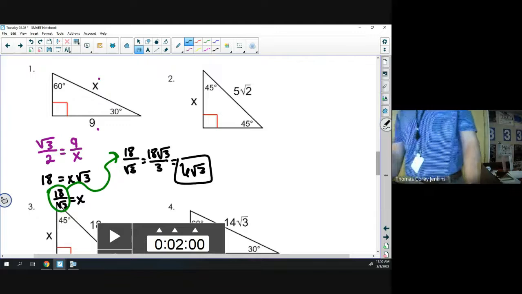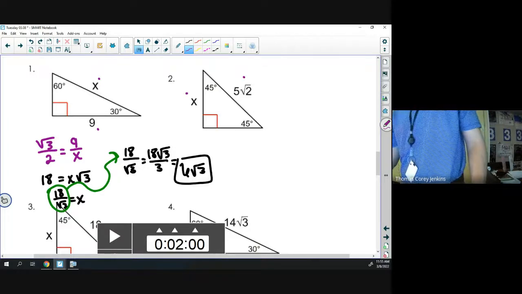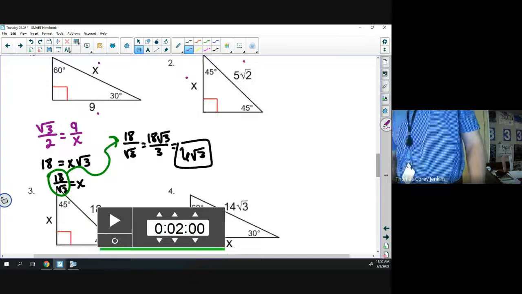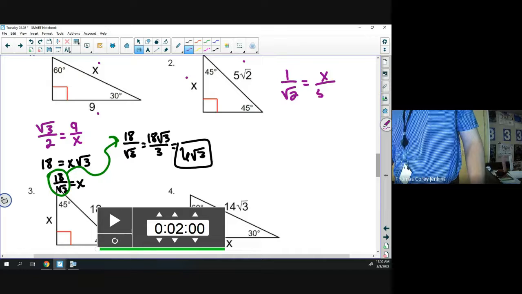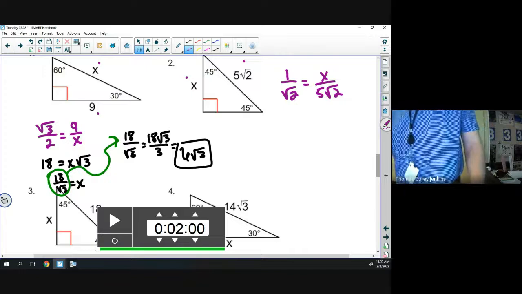All right, now let's look at the next one. Okay, so on the next one, I'm looking at a 45, 45, 90, and I have a leg and I have the hypotenuse, right? So either leg is the same. So I want to use a ratio of 1 to the square root of 2. So we'll say 1 goes with the square root of 2, like x goes with 5 square roots of 2. Everybody kind of with me on how I set that up? Then we just try to solve, right?